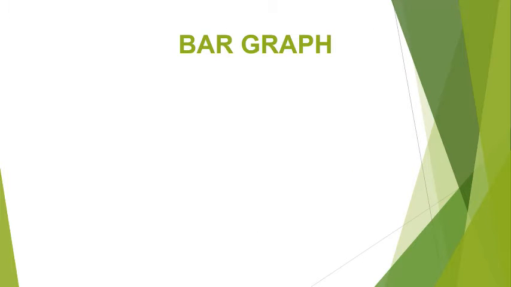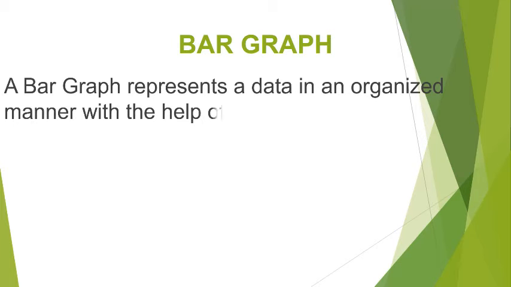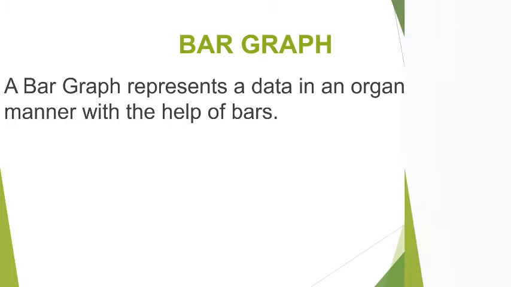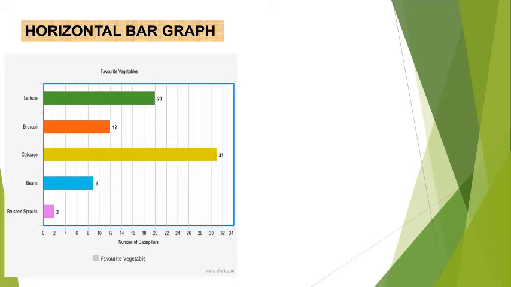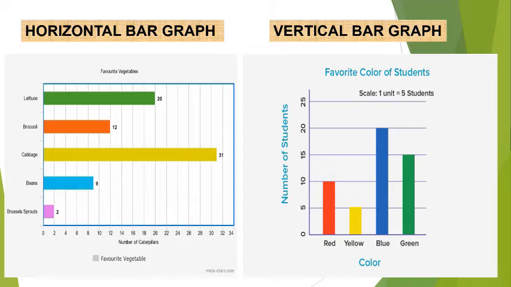Bar graph. A bar graph presents categorical data with rectangular bars with heights or lengths proportional to the values that they represent. A bar graph shows comparisons among discrete categories. There are two types of bar graphs. One is horizontal bar graph, in which lengths of bars are proportional to its values, and the other is vertical bar graph, in which heights of bars are proportional to its value.